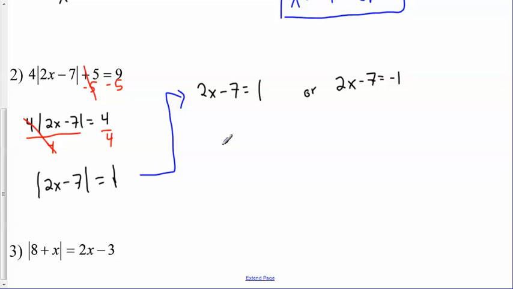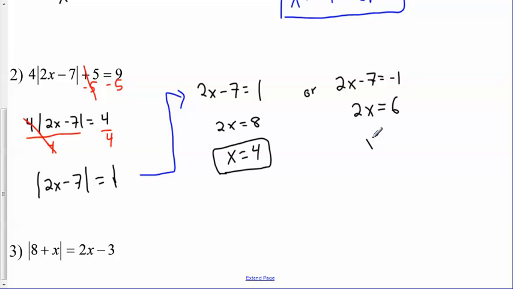And now solve them separately. You would add 7, so 2x equals 8. So divide by 2, x equals 4. I would add 7. So negative 1 plus 7 is 6. So 2x equals 6. So x equals 3. And then you're asked to check.